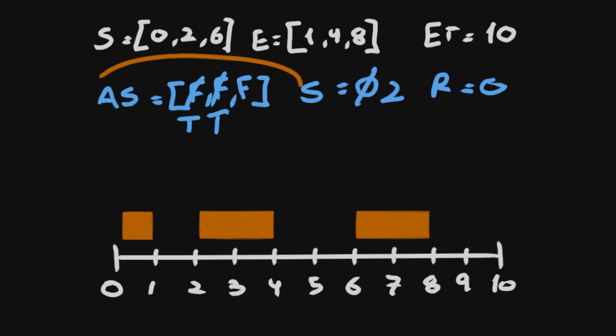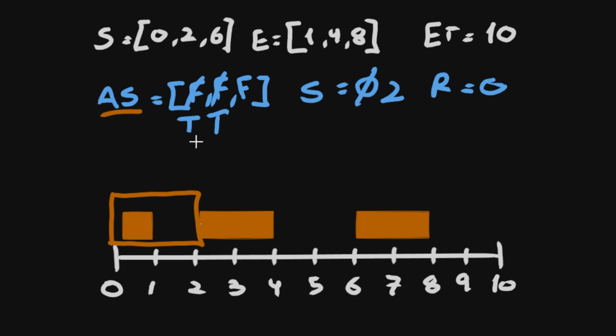So now with this information, we can iterate every meeting plus adjacent spaces. So we start from here and we are checking if this meeting in this array is true or false.